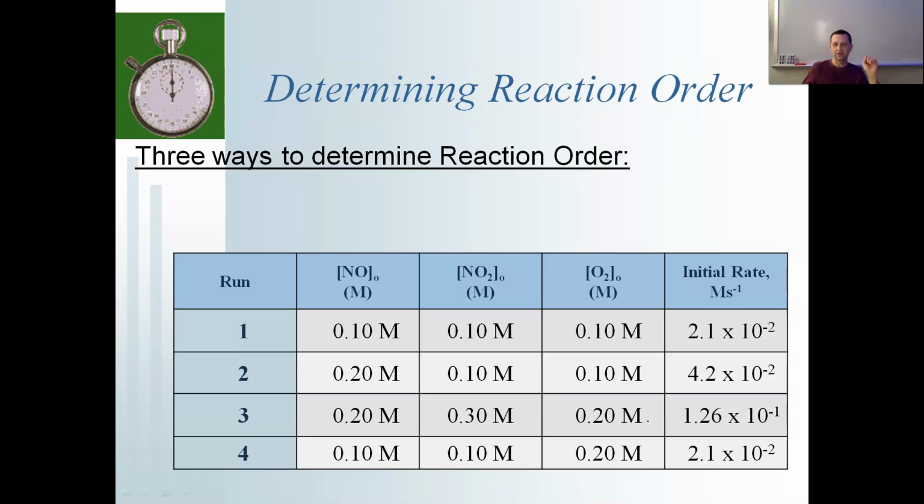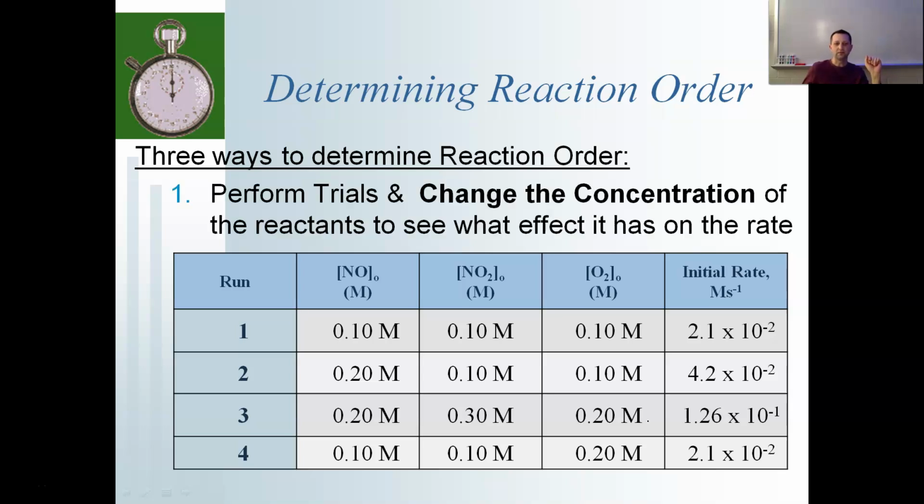So these 3 ways are in your note sheet, and we've done most of them already. So let's take a look at what these are. First, from one of the very first lessons of the unit, we could perform trials and change the concentration of the reactants to see what effect it has on the rate.